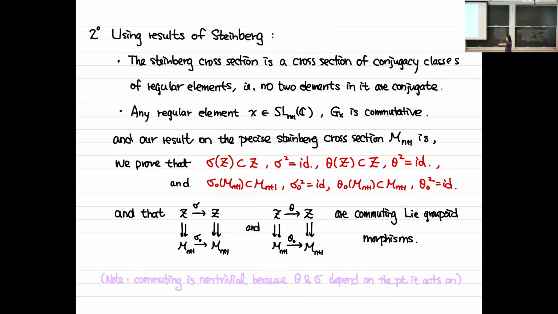So I will jump over this part, but basically here we are talking about how we show that it's an involution, and theta and sigma are commuting Lie groupoid morphisms. And notice that the commuting part is non-trivial because the A_n and B_n are defined depending on the point. So once you change the order, they look different. They are different things. You have to really use that it is a Steinberg cross-section in order to do many of the things.